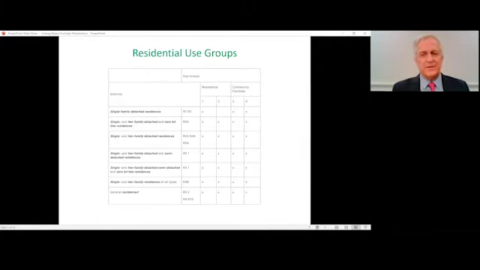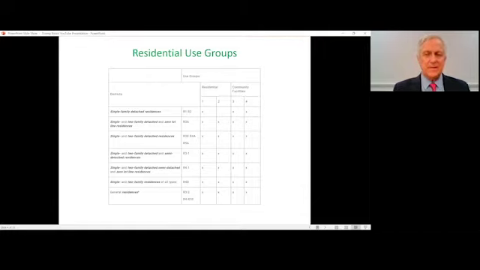The next thing we're going to look at are use groups. What is permitted on my property? So we'll start with the residential use groups. As I said, that only permits residential. And the way this chart works is, if you go down the column of use groups, you see R1, R2, R3, all the way down to R10 at the bottom. But if you look across the row at the top, you see these numbers 1, 2, 3, and 4.